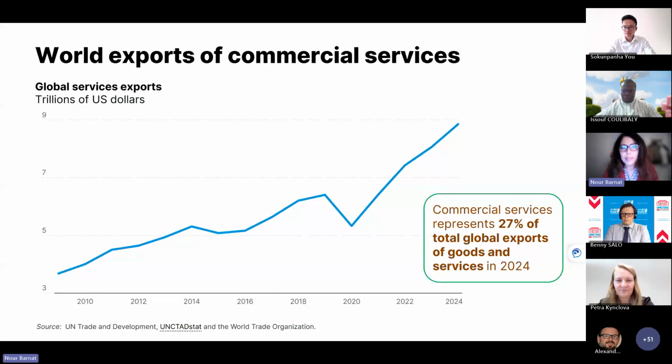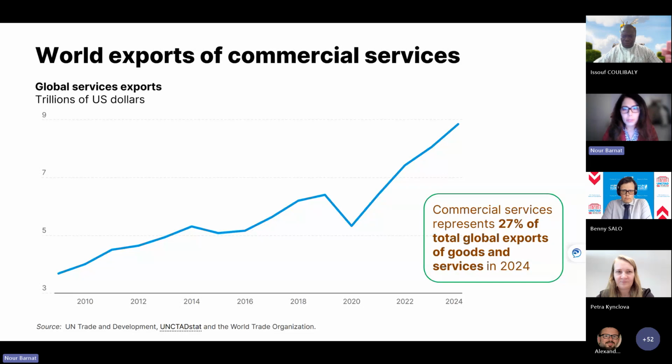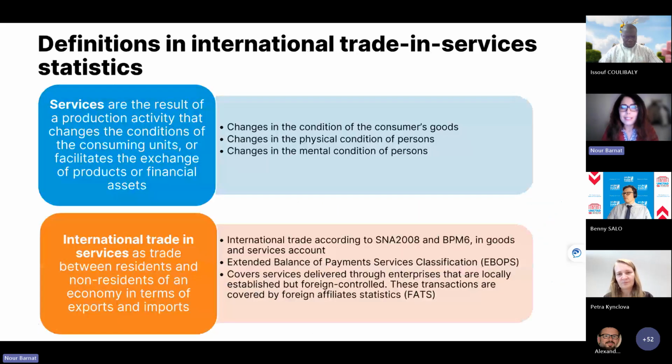First, let's look at what's happening regarding international trade in services. Global service exports reached 8.9 trillion in 2024, an annual increase of 10%. Commercial services represent 27% of total global exports of goods and services in 2024. So it's booming, and there are still data gaps, despite the fact that the statistics show us a big increase.